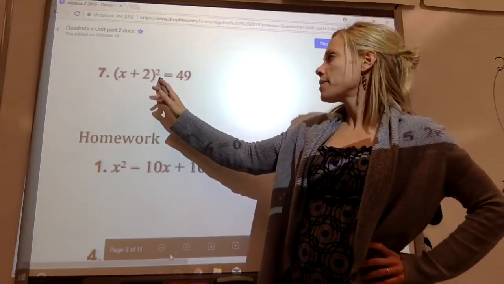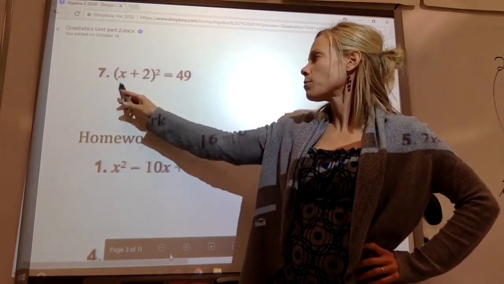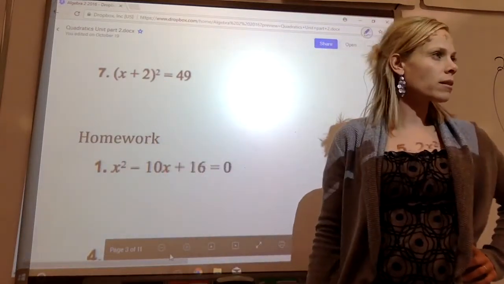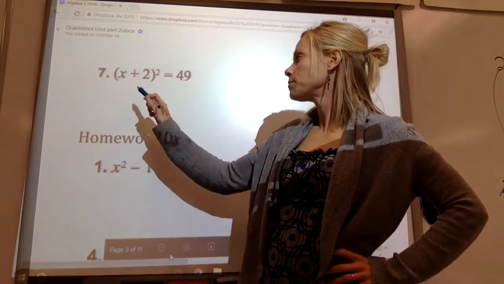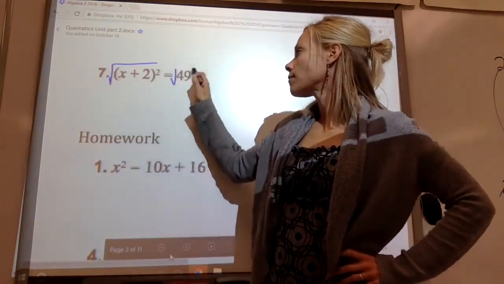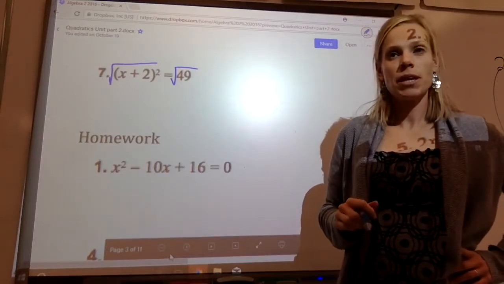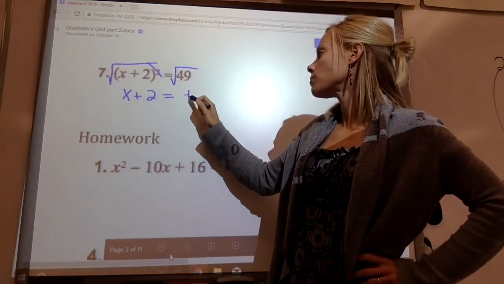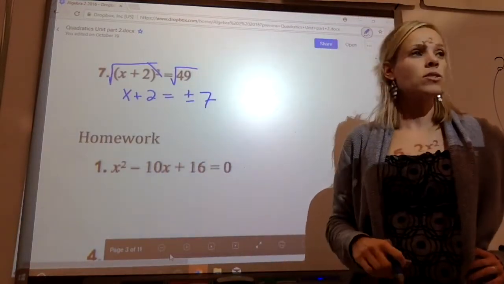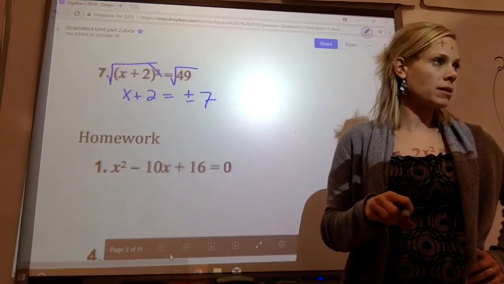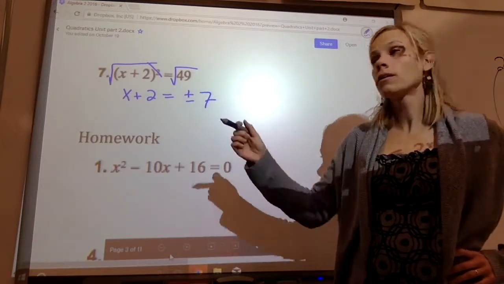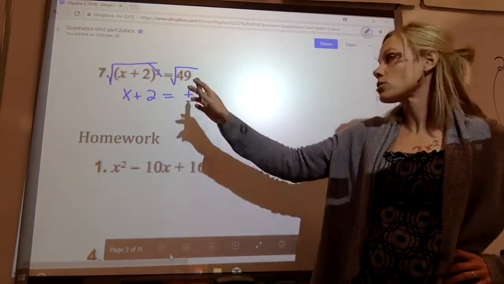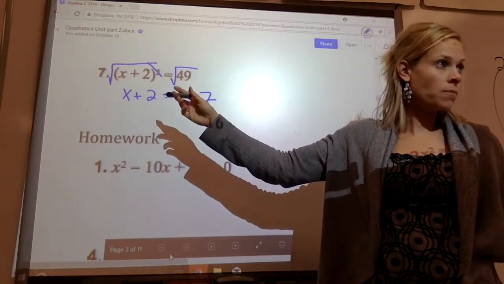Right? Because to solve for this x, I need to get rid of the parentheses. In order to get rid of the parentheses, I need to get rid of the squared. How do I get rid of a squared? Remember? Square root. Remember that? So a square root cancels that out, and I'd get x plus 2 equals plus or minus 7. Okay? In this chapter, every time we square root, it's plus or minus. Because 7 squared is 49, negative 7 squared is 49, and we didn't know what 7 got squared to equal 49, so we have to consider both.